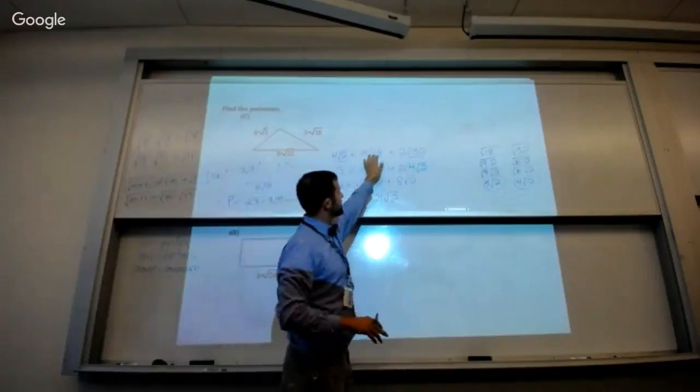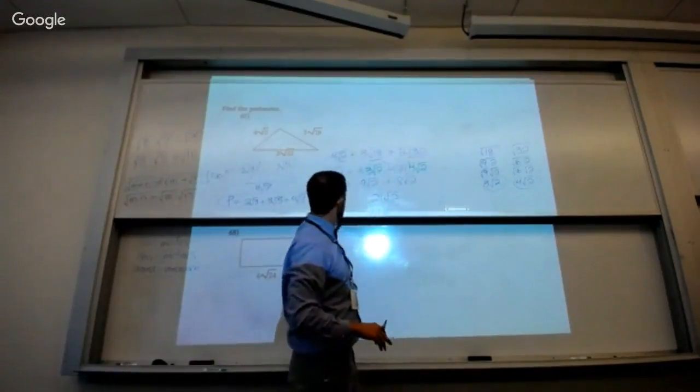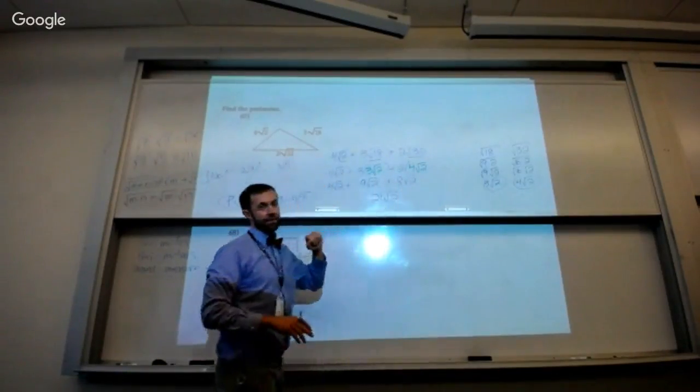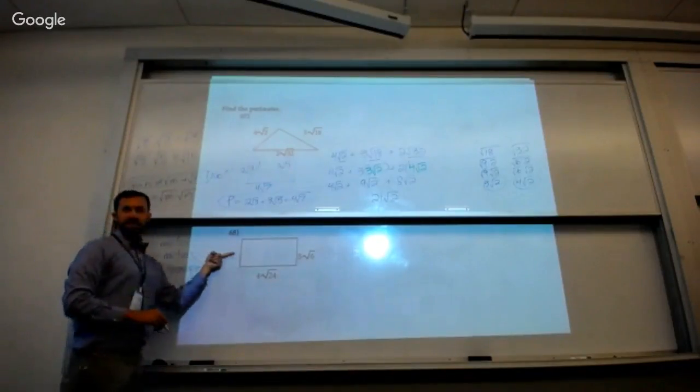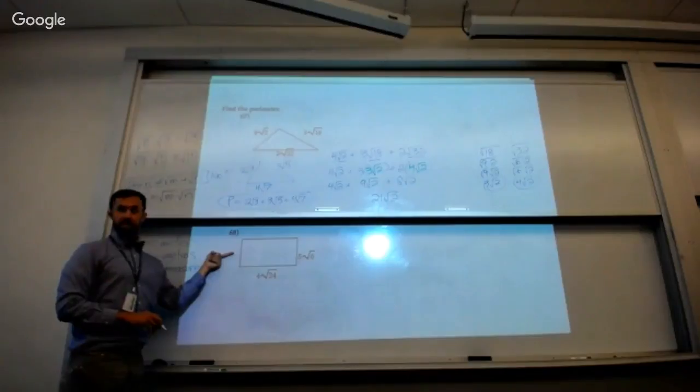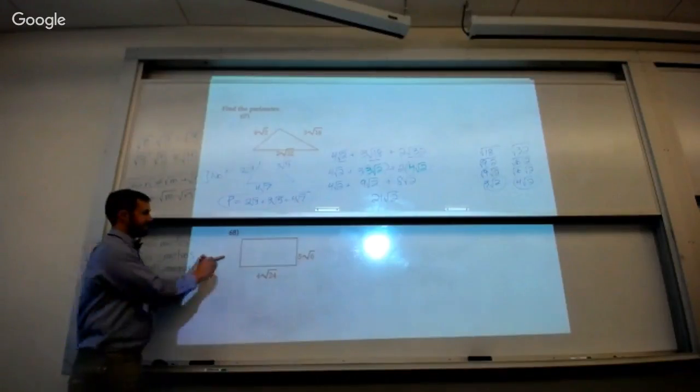We lucked out that these could both be simplified into root 2's, and therefore they were all root 2's, and so we added them together. So how about this one, the rectangle? How big is this side? We don't know. No, we do. It's 5 square root 6.